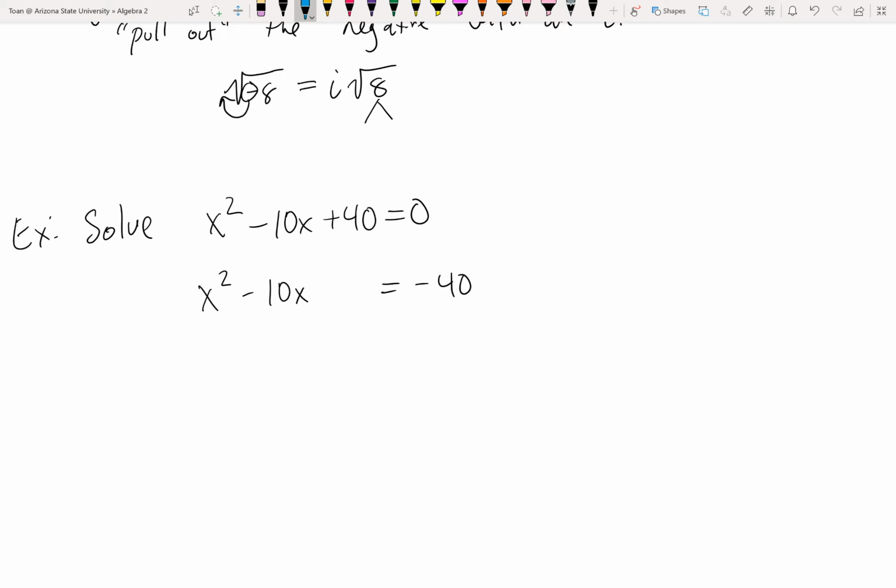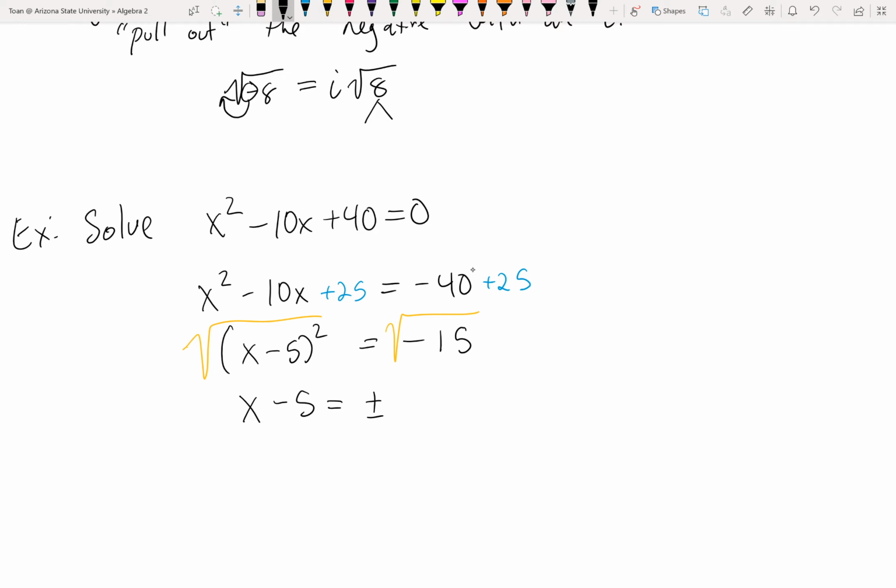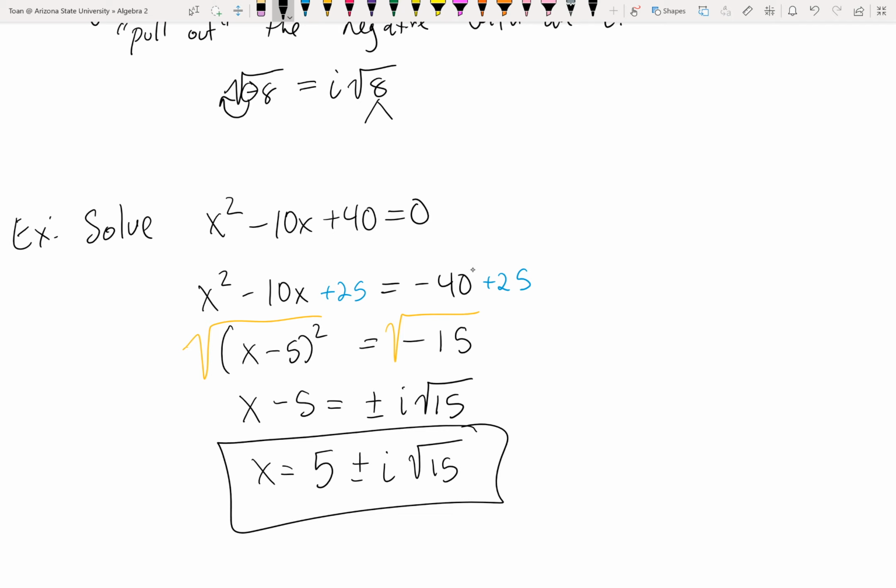I'm going to add my special number, which is half of this number squared, so that's 25. Do it to both sides. And then I can factor. So this guy's going to be x minus 5 squared. This is a negative 15. Then I can take the square root of both sides. x minus 5 equals plus or minus. Notice, I'm taking a square root of a negative. So the only thing that changes is you need to pull out this negative, take that negative out with an i. Then the radical becomes positive as normal. That is the only difference between today's solving questions and yesterday's solving questions. And of course, you would then go ahead and add 5 to both sides. So that would be your final answer.